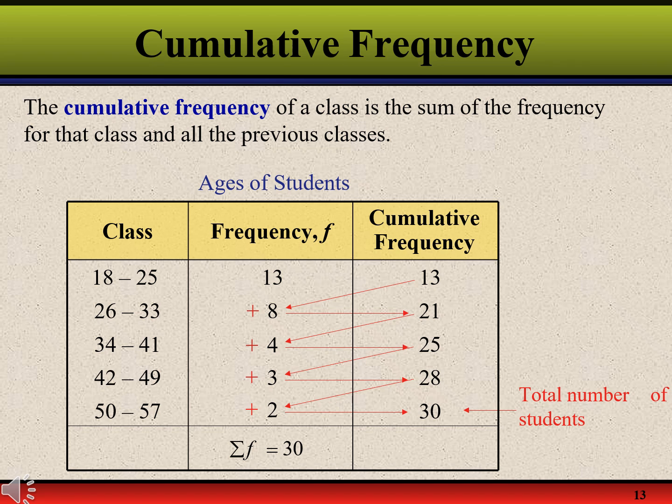Suppose we are considering the third class. Up to the third class, what is the cumulative frequency? We have to add 4 plus 8 plus 13. So 4 plus 8 is 12, and 12 plus 13 is 25, which is the cumulative frequency up to class 3. So what is the meaning? The number of students at or below the age of 41 is 25. That is the meaning of cumulative frequency.